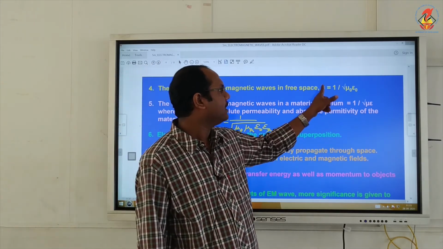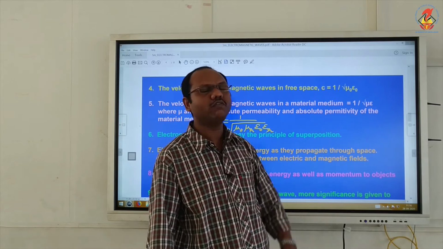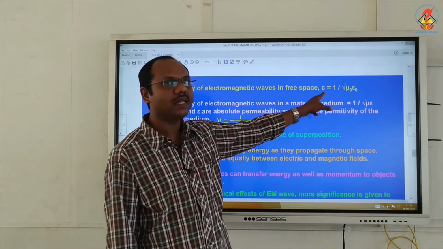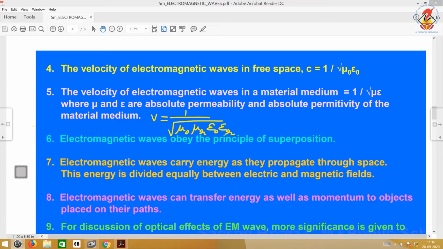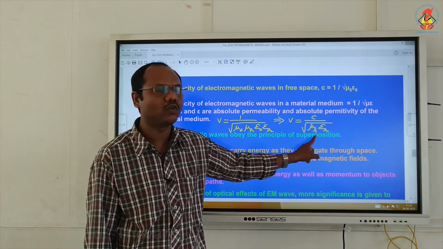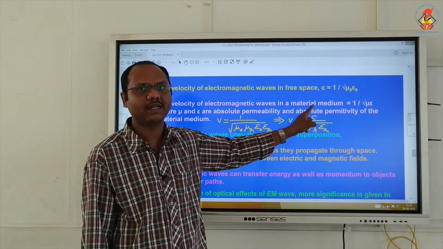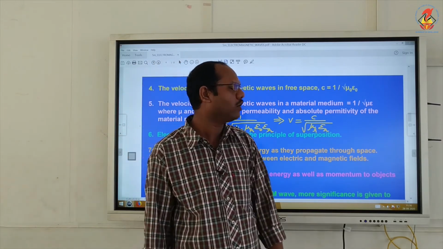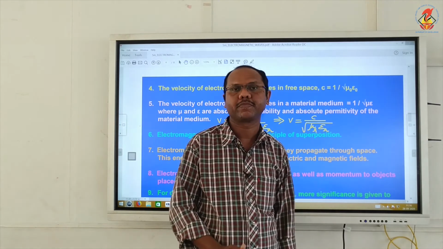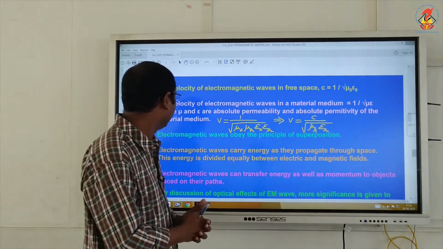We have already studied in this equation C is equal to 1 by root of mu 0 epsilon 0. So, if I put that value here, how can I say about V? I can write like this: V is equal to C by root of mu r epsilon r, because 1 by root of mu 0 epsilon 0 I have written as C. So, V is equal to C by root of mu r epsilon r. Okay? So, that is the speed.